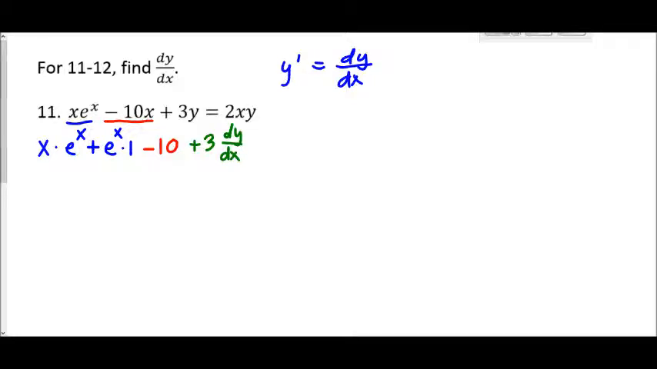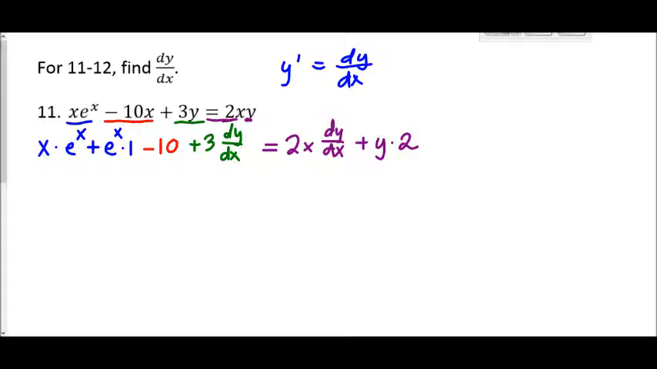Then, after that, we have to take the derivative of 2xy. So we have two functions. We have 2x and we have y. So we need to use the product rule, which is the first times the derivative of the second. The derivative of y is dy dx. Plus the second, we just write y. We did not take the derivative of y, so we don't need dy dx. Times the derivative of the first. Derivative of 2x is 2.